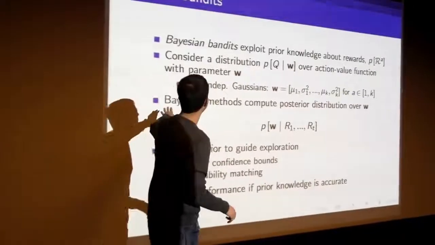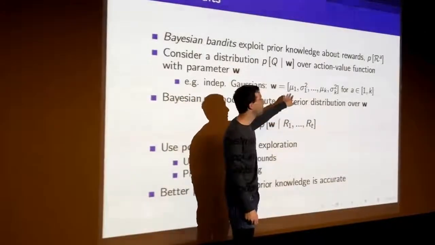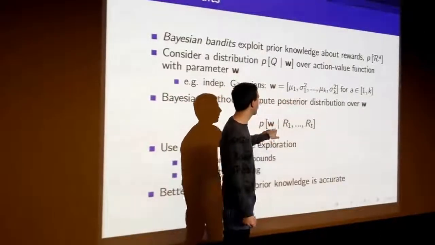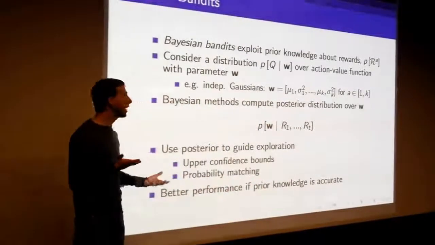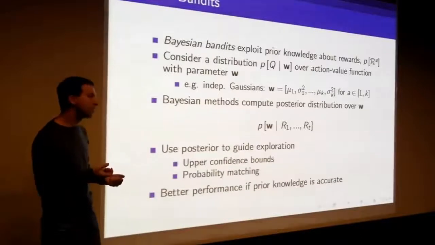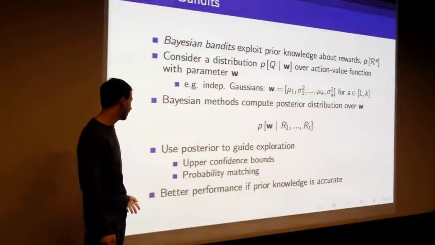So the idea of the Bayesian approach is we compute a posterior distribution over our parameters, the means and the variances, or whatever those parameters are, given the pulls that we've seen so far, and then use that posterior to guide exploration. And there's a couple of ways we can do that. I'll first of all talk about upper confidence bounds, but also probability matching.